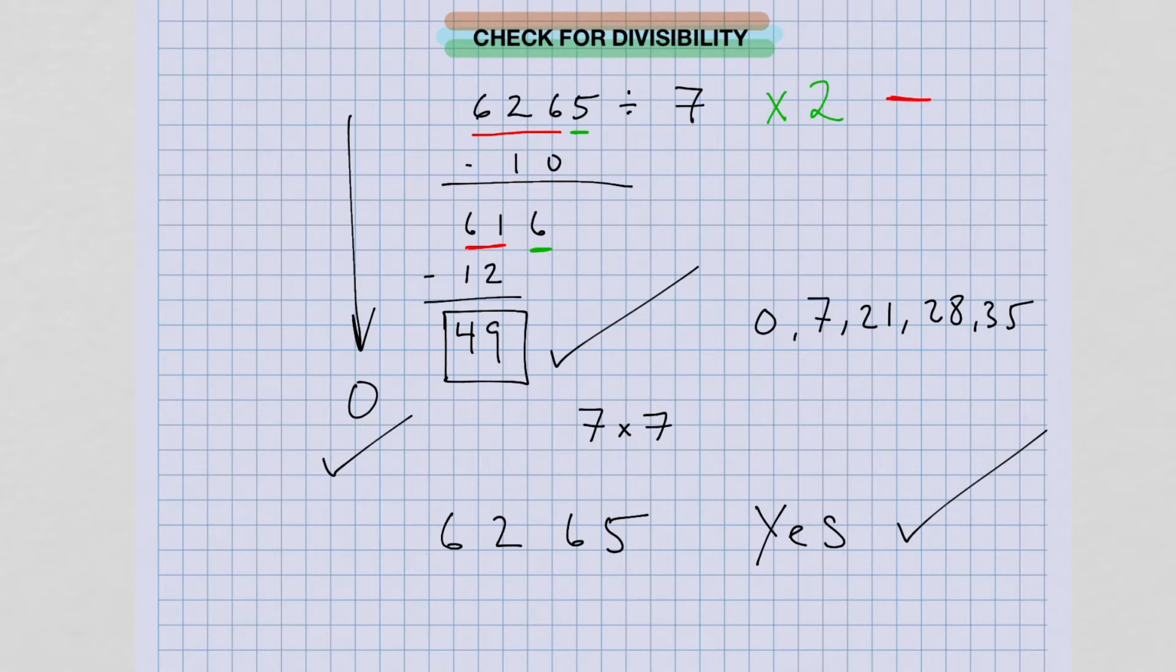And obviously, if you go through this process and you get a number that is not divisible by 7, then the answer will be no. So if you get a number that is not divisible by 7, it's no. If you get a number that's a multiple of 7 or 0, then the answer is going to be yes.